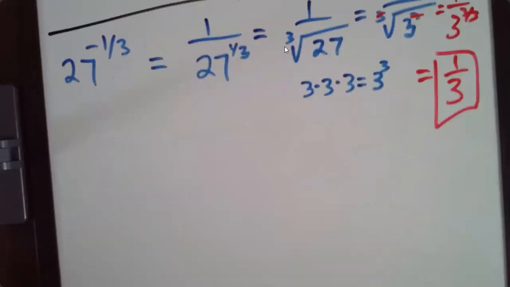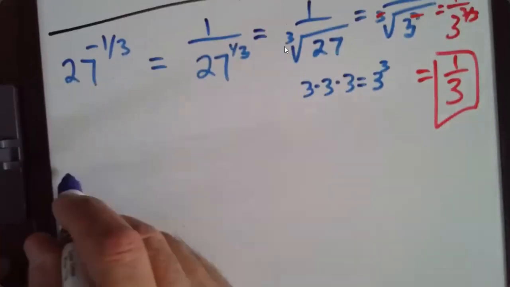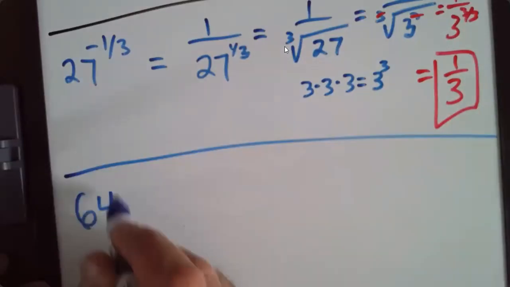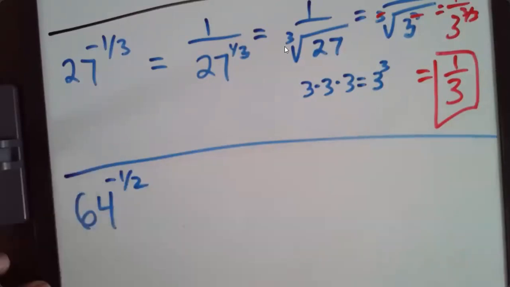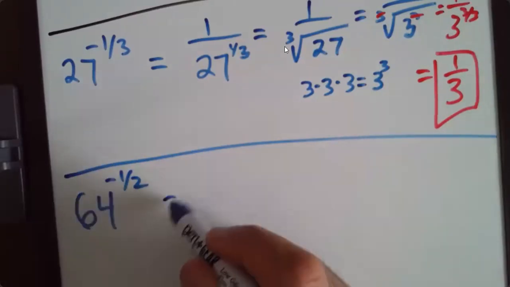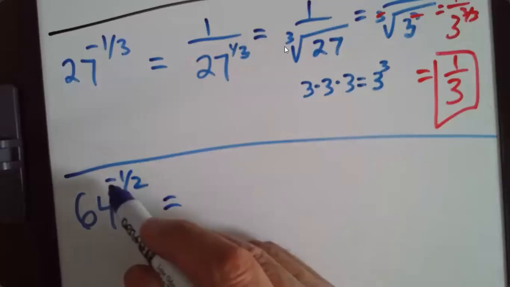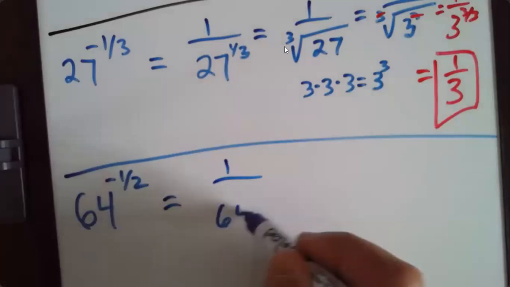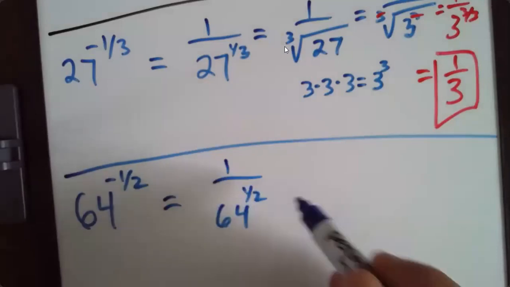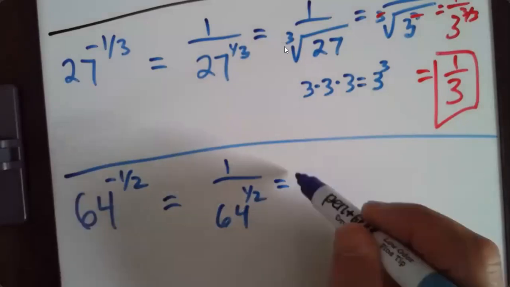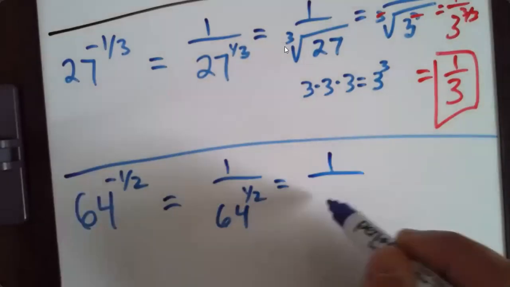Okay, next is 64 to the negative 1/2. And again, because it's a negative exponent, we have to make it 1 over 64 to the 1/2 power. So it's a rational exponent, so we're going to change that to a radical.